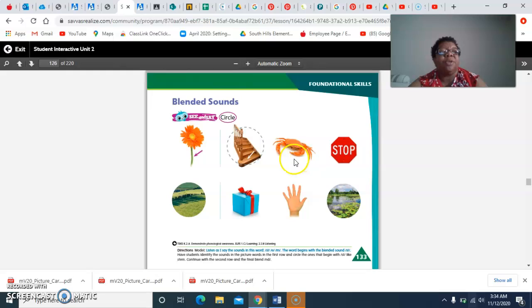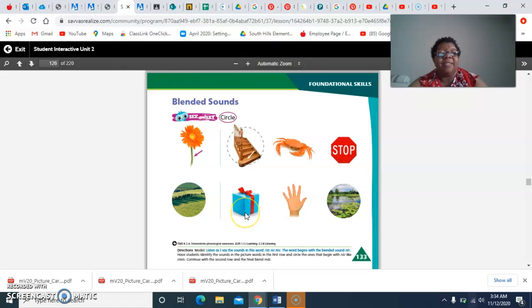Stop has the same sound as stem. What two letters do you hear in the word crab at the beginning? Crab. That one is CR. This one, they're looking at the last sound or the ending sound, and this is land. It's the nd sound.